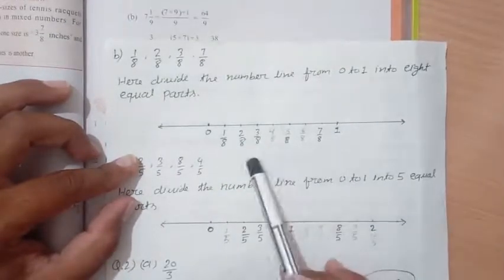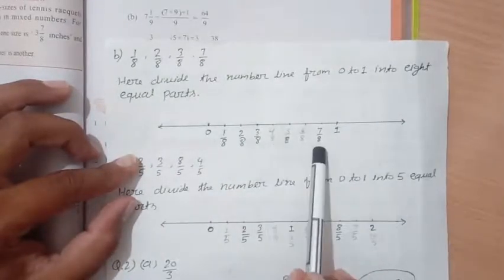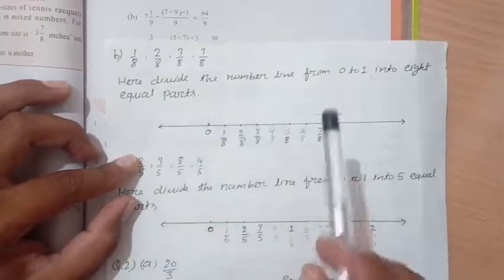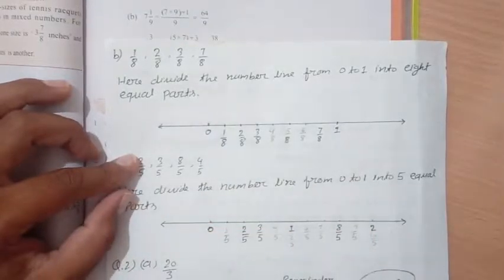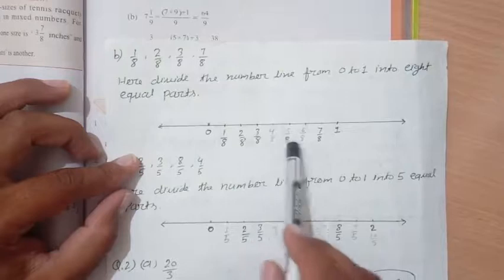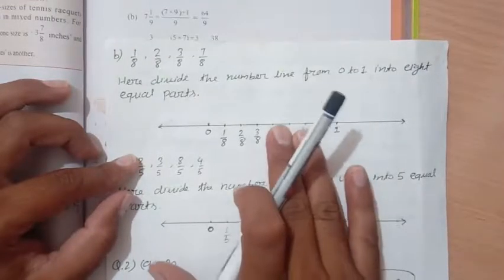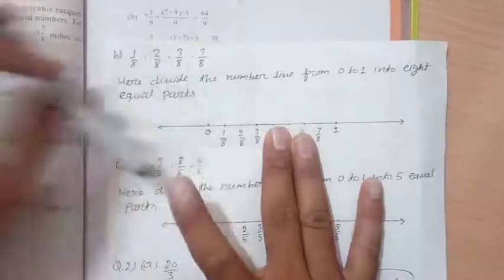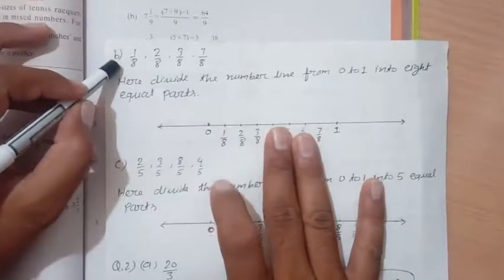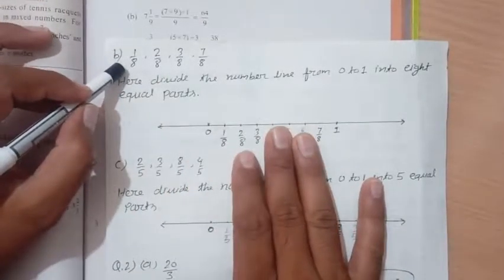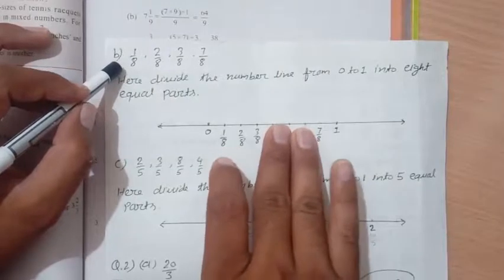But in the pencil I have to write 3 more. If you have to ask how to represent 5 by 8, 6 by 8, you can represent like that, but in your copy you don't need to represent these, only represent these 4: 1 by 8, 2 by 8, 3 by 8 and 7 by 8.